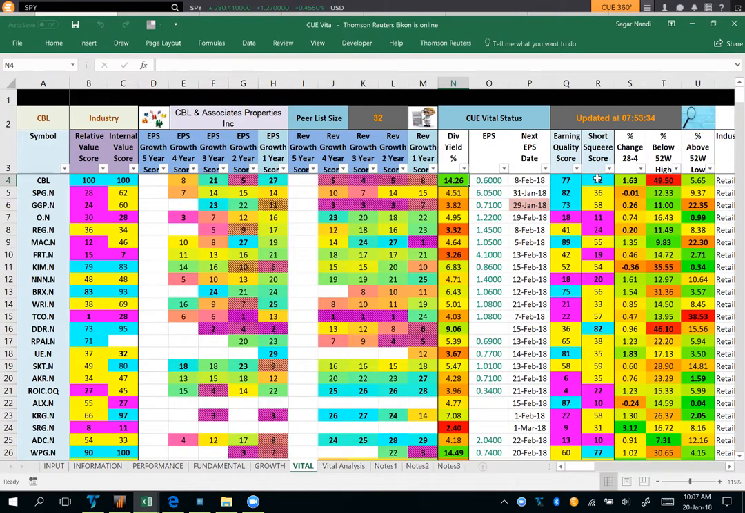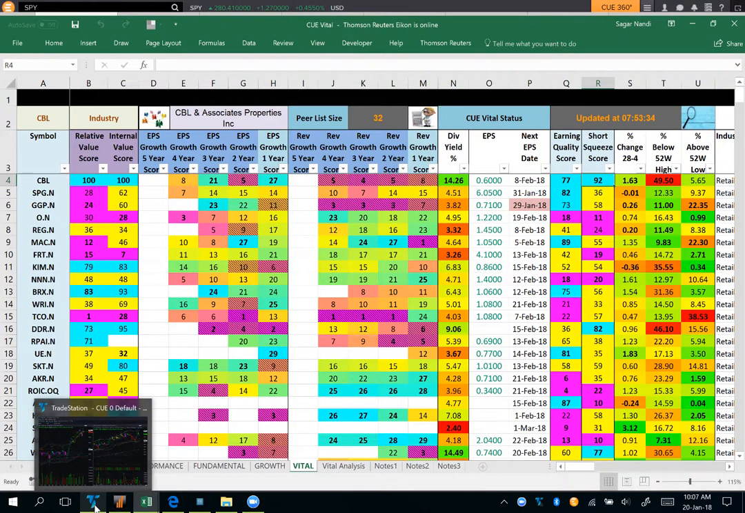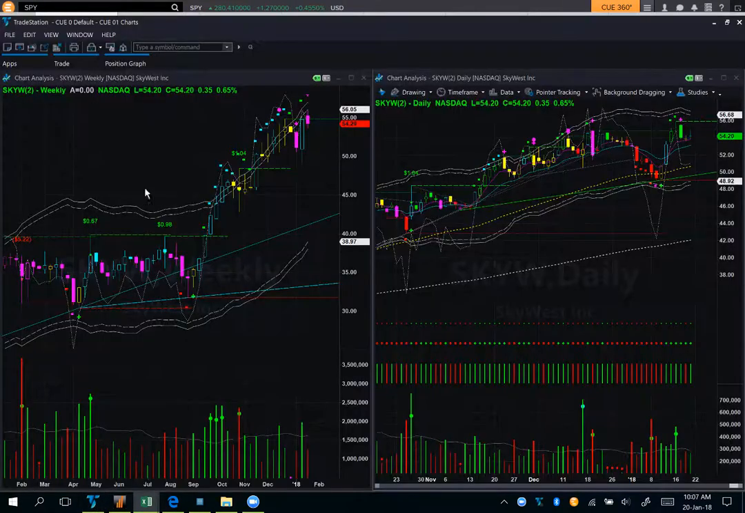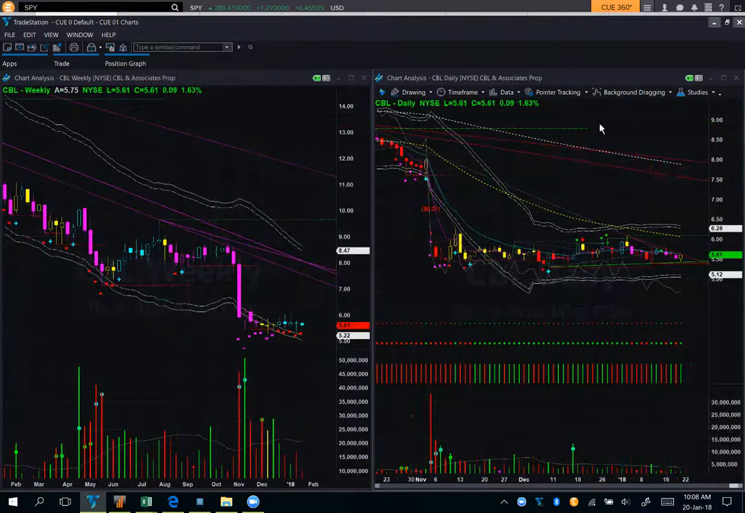There is a potential for short squeeze. Though the real estate sector was weakening in last couple of weeks, I observed that CBL was able to hold on to its base. And I mentioned it in previous market roundup. Let's look at the chart. It is still holding on to the base very nicely, both in the weekly chart as well as in the daily chart.